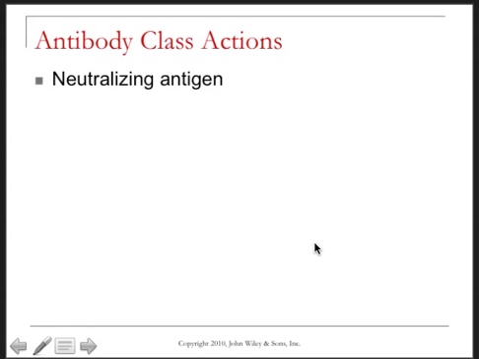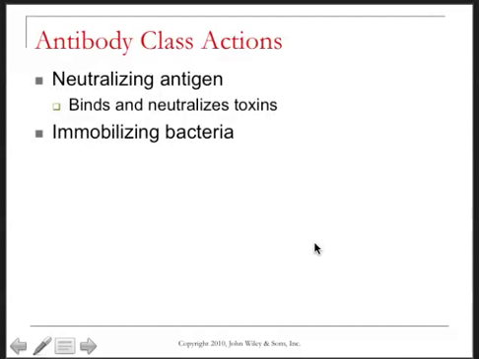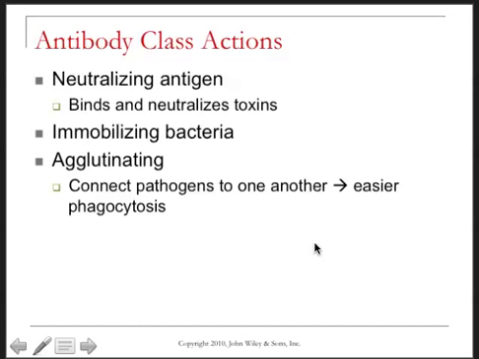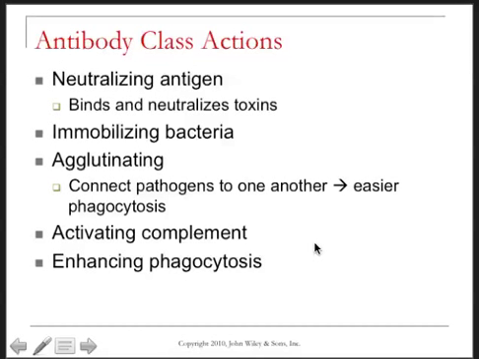There are different types of antibody class actions. A neutralizing antibody will bind and neutralize a toxin. They can also immobilize bacteria. They can agglutinate pathogens by connecting them to each other and causing phagocytosis to happen more easily. And you can also activate complement and enhance phagocytosis, which will attract phagocytes to the area and gobble up the whole mess.